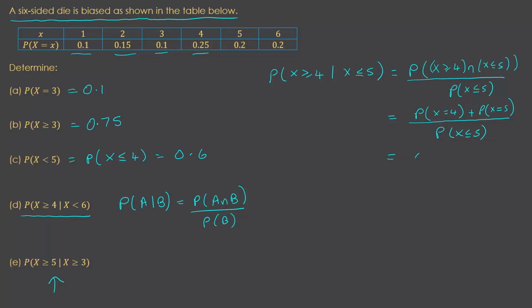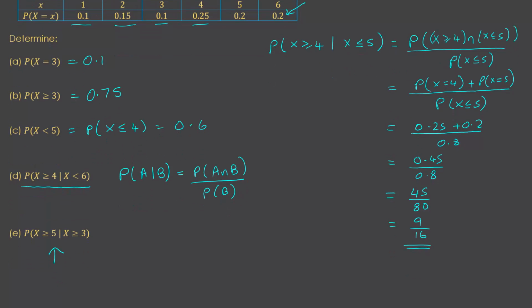So that's 0.25 plus 0.2 divided by less than or equal to 5 is everything except this 0.2 here, so that's 0.8. So that is 0.45 divided by 0.8. And that is 45 over 80, which cancels down to 9 over 16.